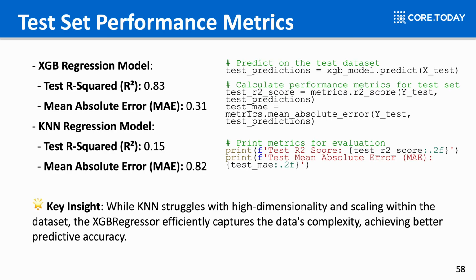When comparing performance metrics, it's clear that XGB regressor outperforms KNN on test data. The higher R squared value of 0.84 reflects the strength of the XGB model in capturing the variability in house prices. Additionally, the lower MAE of 0.30 indicates that XGB regressor makes smaller prediction errors on average compared to KNN. This reiterates the importance of using sophisticated models like XGB for datasets with non-linear and complex patterns.